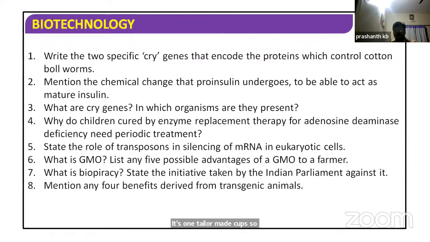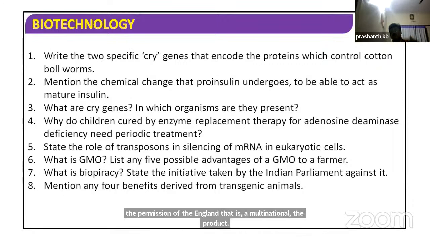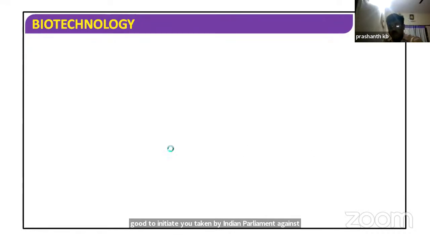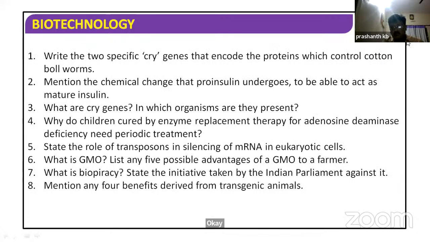Biopiracy. Without the permission of the inventor, if a multinational outsources the product, then we should pay the fine to the research or inventor person. This is called biopiracy. State the initiative taken by the Indian Parliament against it. There will be criminal cases against the companies who have taken without the permission of the inventor.